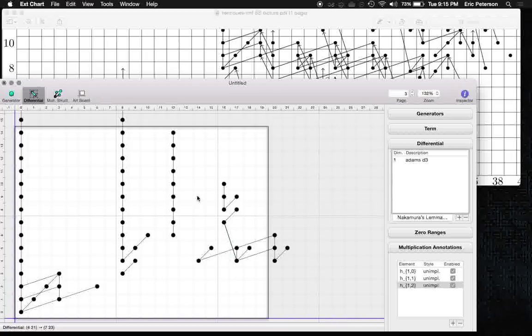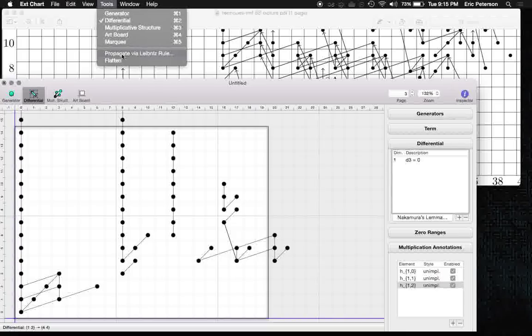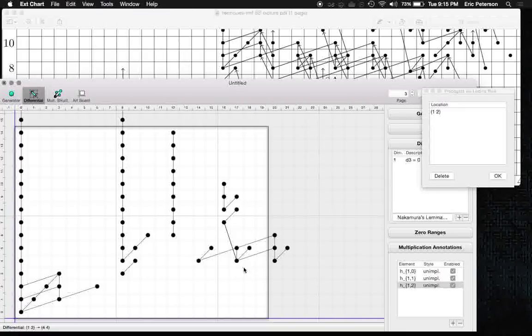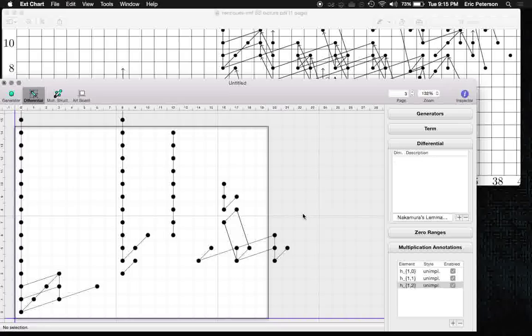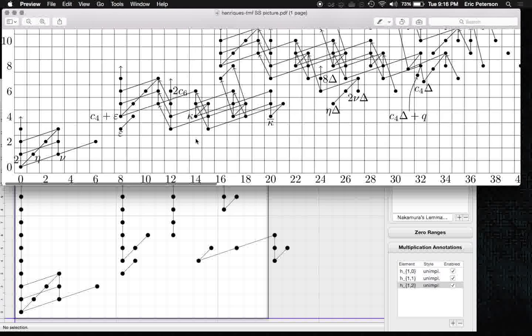But there's the differential. And as before, if I tell Ext Chart that the d3 differential here is 0, then I can use the Leibniz rule to get the other differential in this pair. And when I turn the page, you can see that not only did this little trapezoid of classes die, but also we lost these divisions. And this is great because it matches exactly Bruner and Rognes's picture.